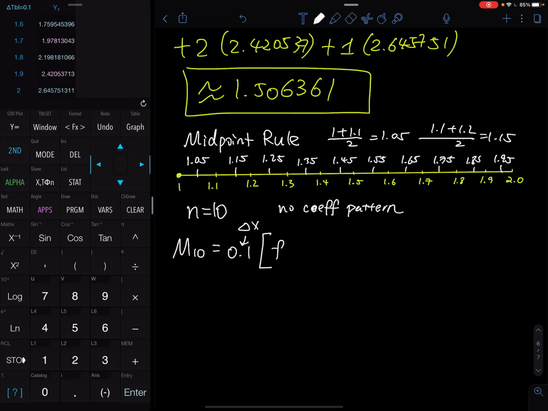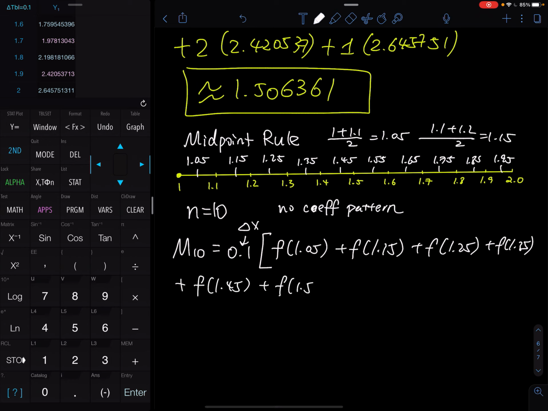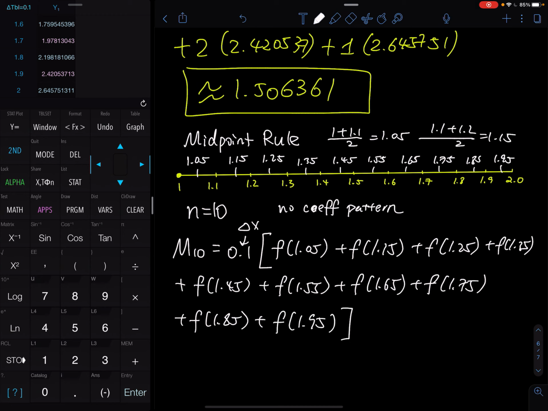So you have f of 1.05 plus f of 1.15, and then f of 1.25, and then f of 1.35, and then 1.45, 1.55, 1.65, 1.75, and then 1.85, and then 1.95. That's it. And then for this one, use the calculator to get this for you.